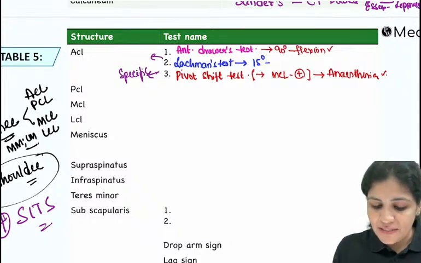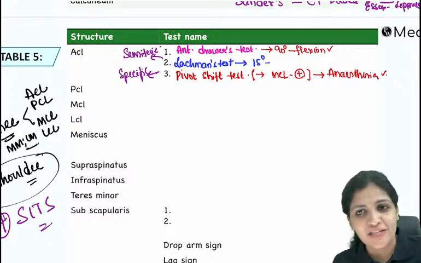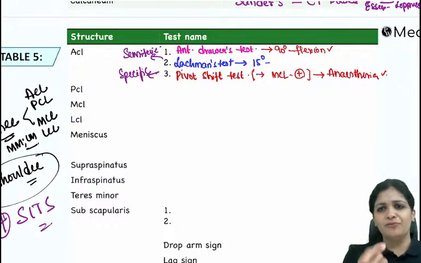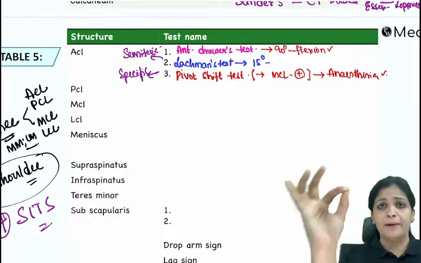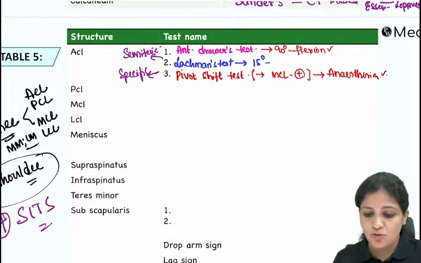And this Lachman's is said to be most sensitive. I hope you all know what sensitivity and specificity are, right? Sensitivity means that minimum damage is identified. Specific is specific to that particular part. So this is about your ACL: anterior drawer test, Lachman's and pivot shift test.